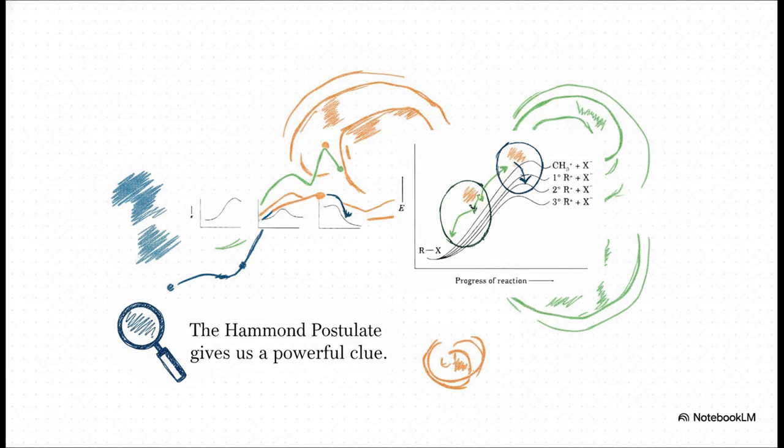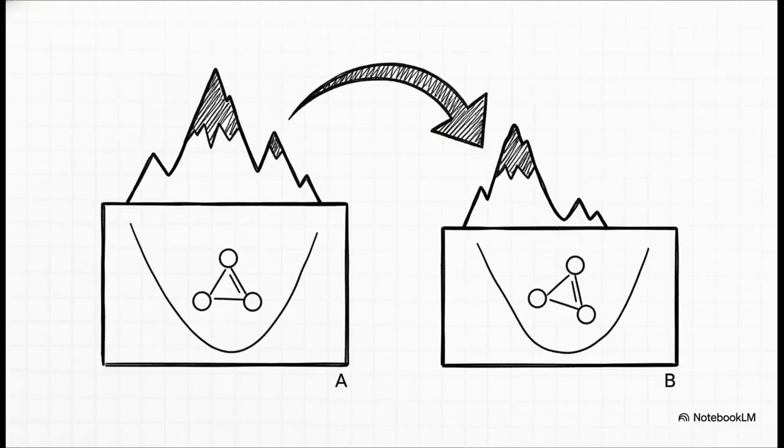When looking at reaction curves, this postulate basically states that if a transition state, so the peak, and an intermediate, the valley, occur consecutively and happen to be close in energy, then they're also going to be really close in structure. The real crucial point here is that whatever features stabilize our temporary valley resting stop are also going to lower the height of the mountain peak we have to cross.